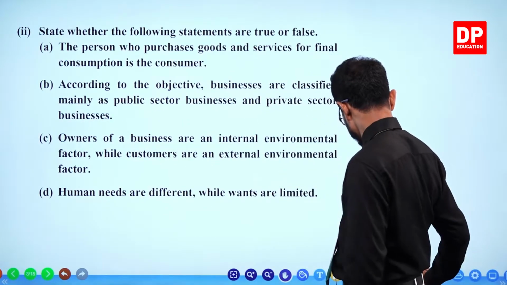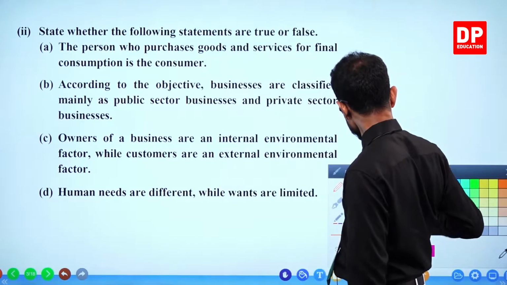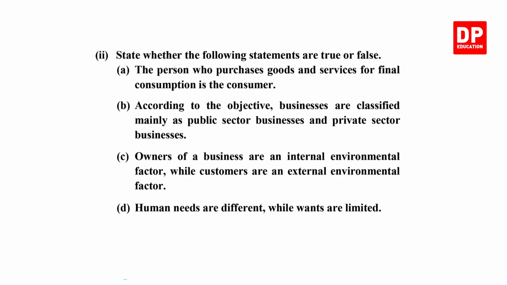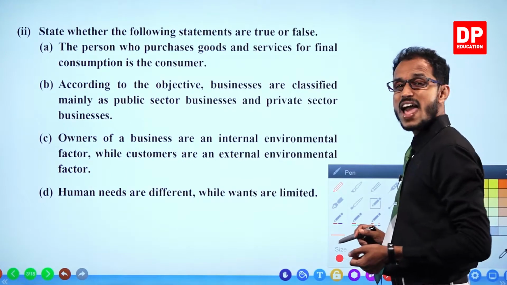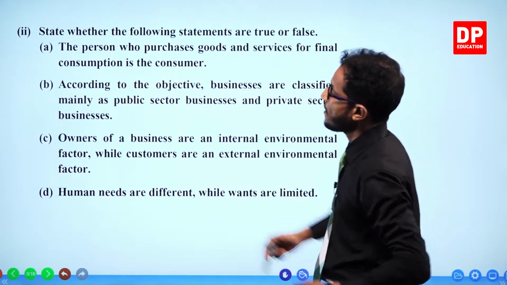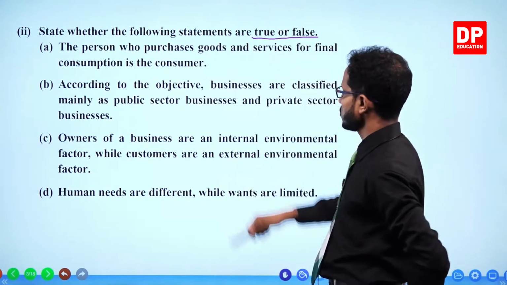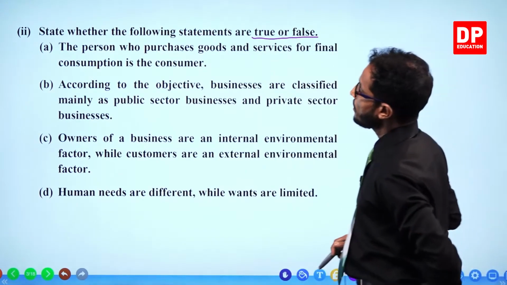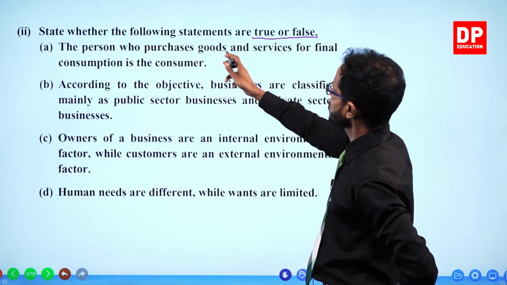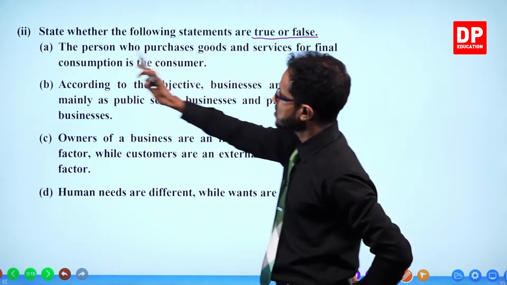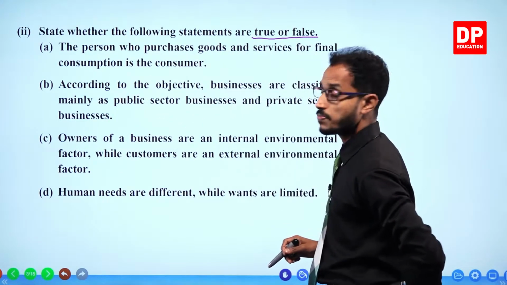Homework number 2. State whether the following statements are true or false. Oh, that's my favorite. True or false. Let's put T for true, F for false. State whether the following statements are true or false. Good. The person who purchases goods and services for final consumption is the consumer. True or false?